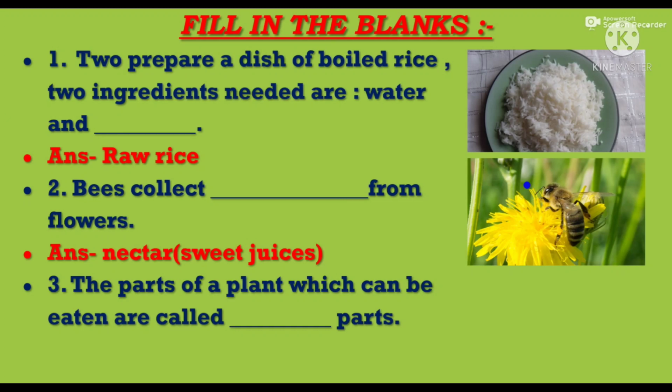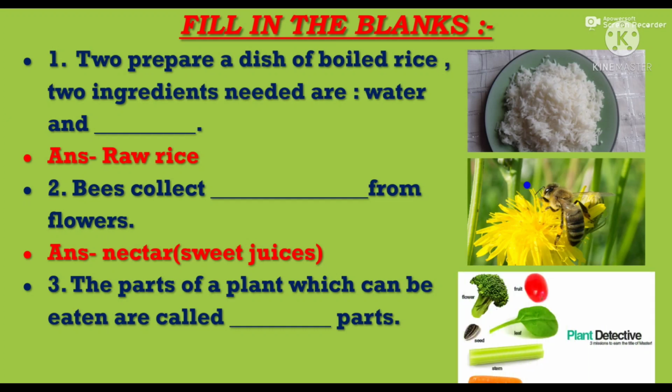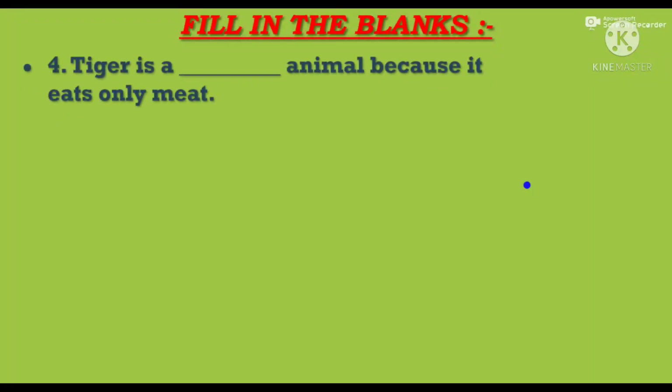Then third question, the parts of a plant which can be eaten are called edible parts. You can see here flower, fruit, leaf, seed, stem, root. So these are the edible parts, but these edible parts differ from plant to plant. You may eat fruit or flower of a particular plant as edible part, but all the plants do not have the same edible parts. Some plants have more than one edible part, which we will discuss later. Then next one is question number 4.